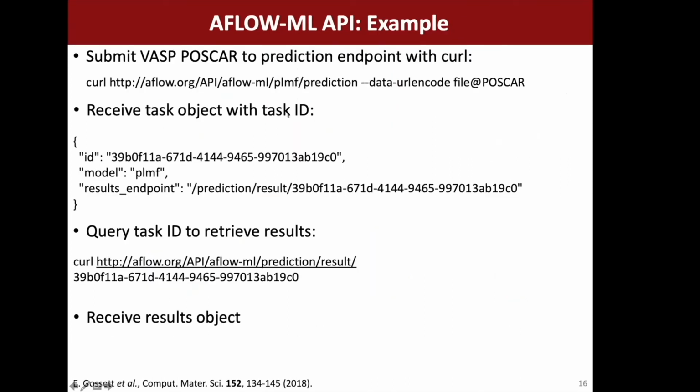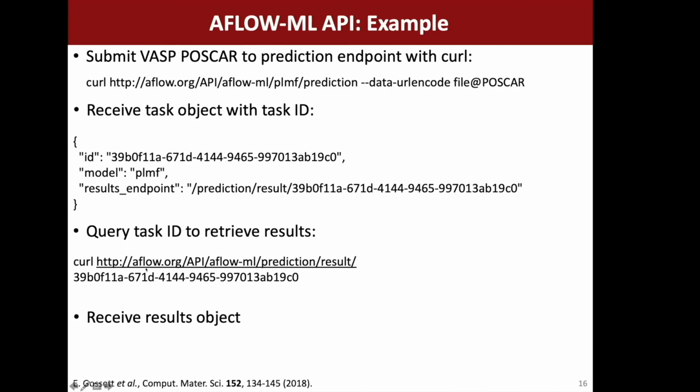Okay, so now to go into the details of how the model actually works step by step. What we do is we submit a VASP POSCAR to the prediction endpoint with this curl command. This prediction endpoint is just at aflow.org/API/aflow-ML/PLMF/prediction. Then we have this data-urlencode, which basically tells it to encode this POSCAR file into the right format to submit by a URL. Then it retrieves this task object, which is this JSON file, and this JSON file will contain this results endpoint. So we append this to this AFLOW-ML endpoint.